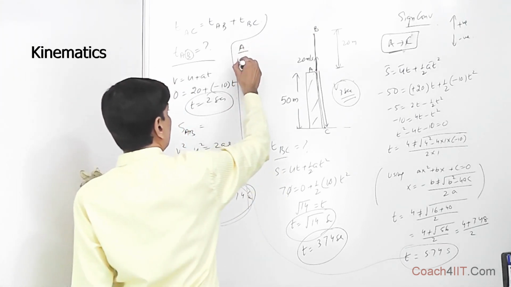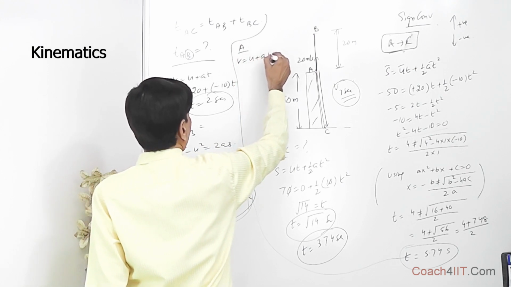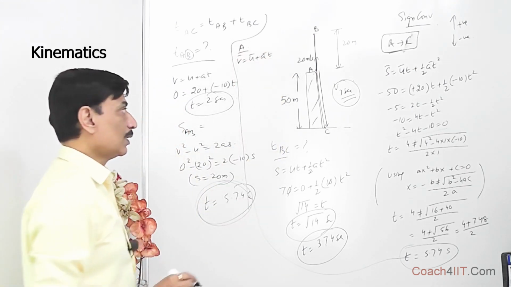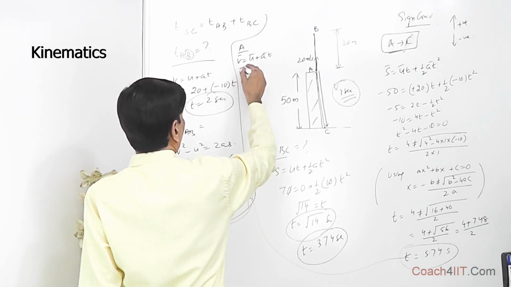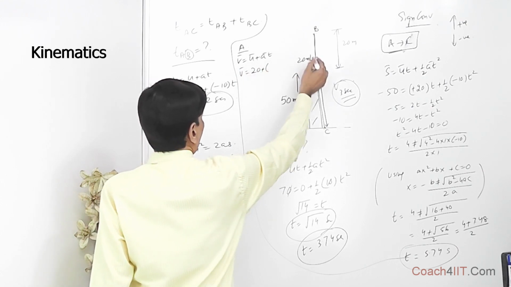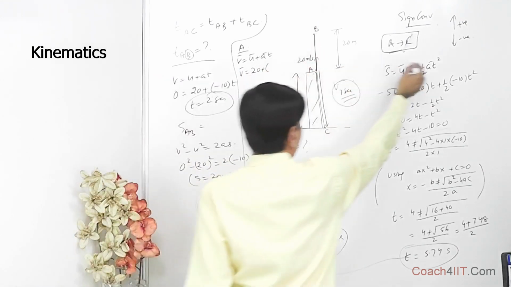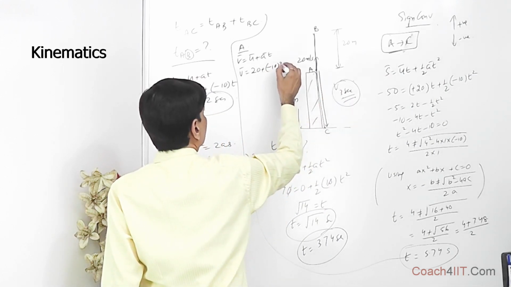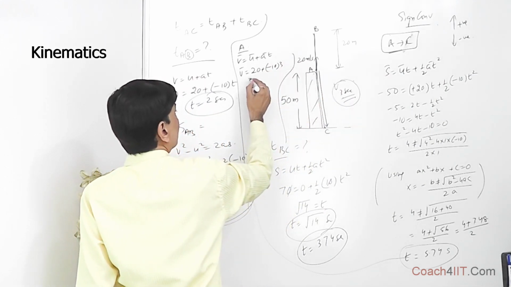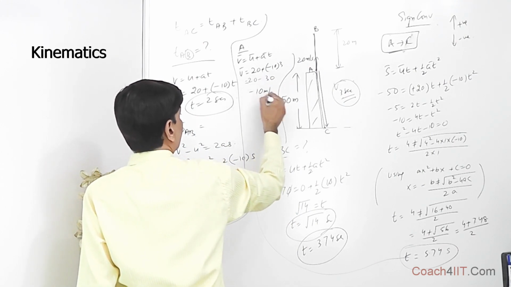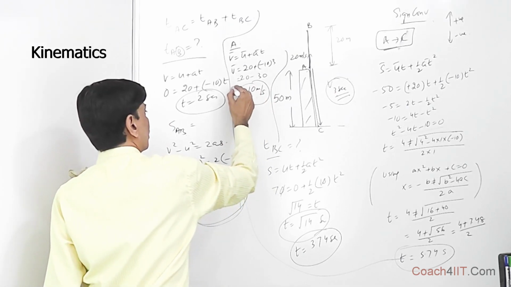It says apply V is equal to U plus AT. It directly says apply V is equal to U plus AT, and I'll tell you whether the body is going up or coming down. So V is equal to U, which is plus 20. Acceleration due to gravity is in the downward direction, and downward is negative, so minus 10 into t, and we are taking t as 3 seconds. So this is 20 minus 30, that is minus 10 meter per second. Minus 10 meter per second, this is the velocity vector we have got.